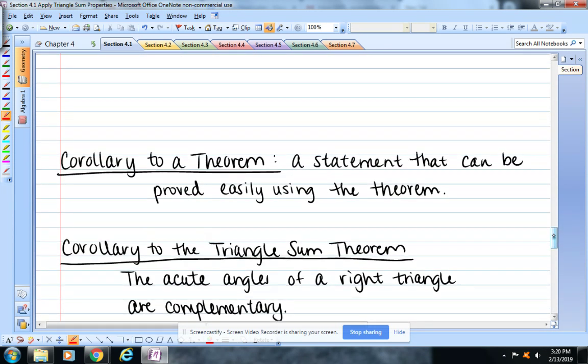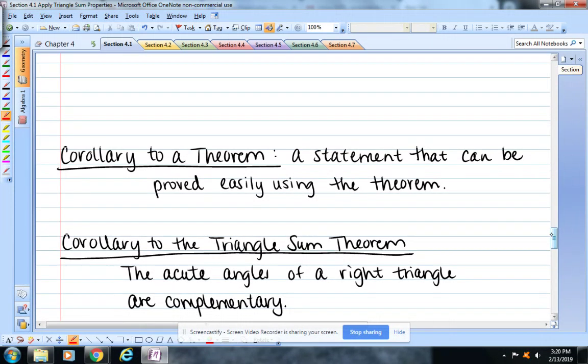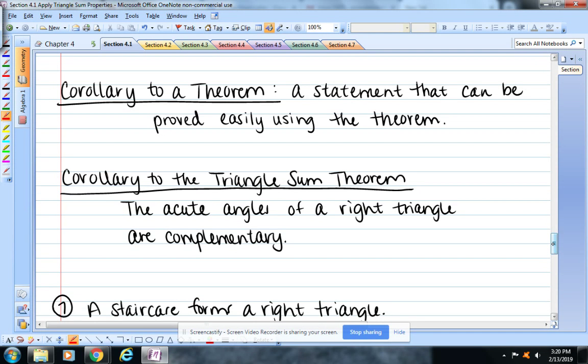All right, next we talked about a corollary. A corollary to a theorem is a statement that can be proved easily using the theorem itself. So the triangle sum theorem, if you recall, is that the sum of the interior angles of a triangle equal 180 degrees. So one corollary to that theorem is the acute angles of a right triangle are complementary. So remember, complementary means they add to make a 90-degree angle, or 90 degrees.